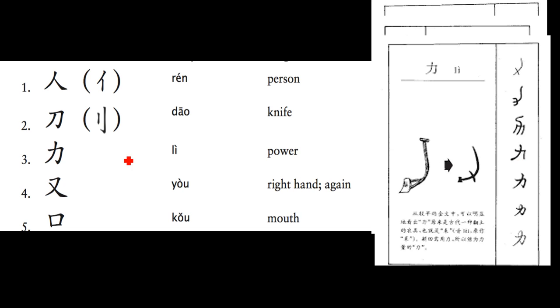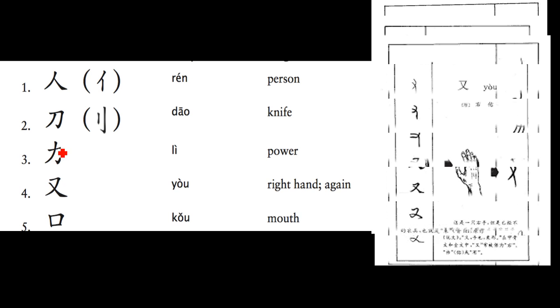So pay attention to the difference between 刀 and 力. For 刀, the script is like 横、折、钩 and 撇. But for 力, it's also 横、折、钩 and 撇, but the 撇 goes out above the 横. Next one, 右.